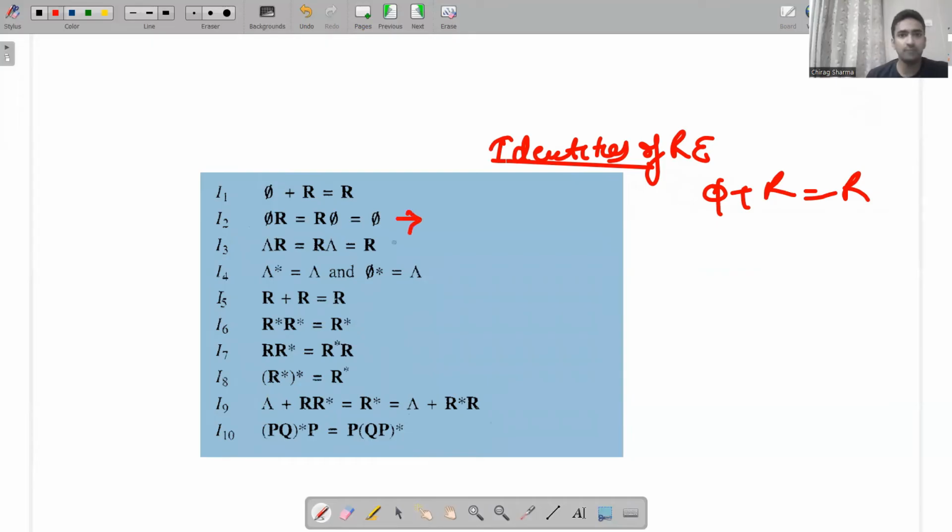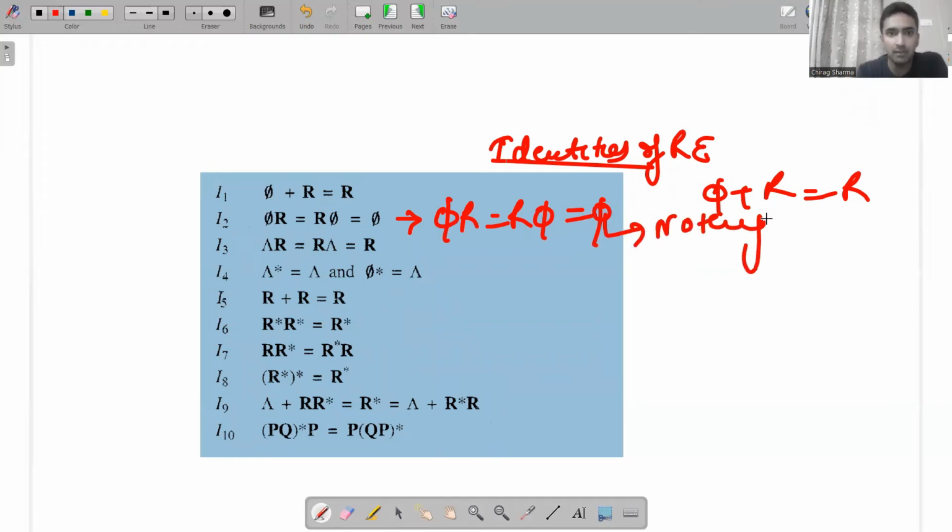Again, this is a very important property, guys. If I'm writing phi r and r phi, it is referred to as phi. Why? Because if I'm concatenating nothing with anything, the answer is nothing only. So this phi is actually nothing available. Now there is a very important property that you all need to understand.